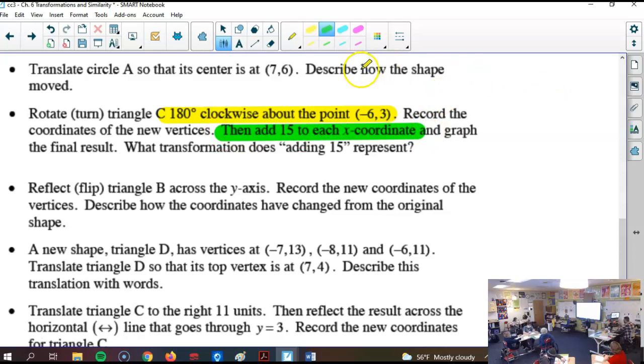Ooh, then add 15 to each x coordinate. So every x coordinate? On the circle or on the triangle? Okay. Because this step is about the triangle, right? Wait, I'm doing this completely wrong. I'm going to add some color so you guys can keep track of things when you look up here.